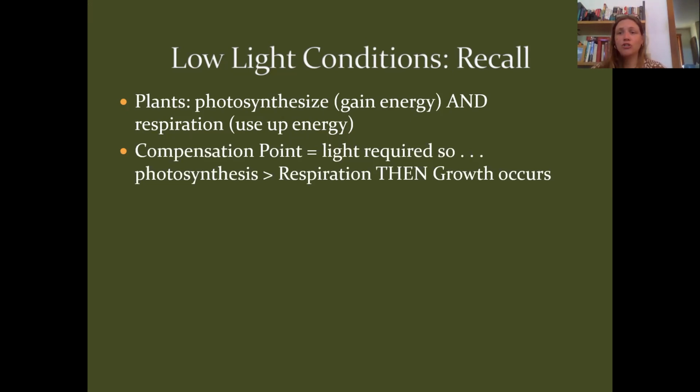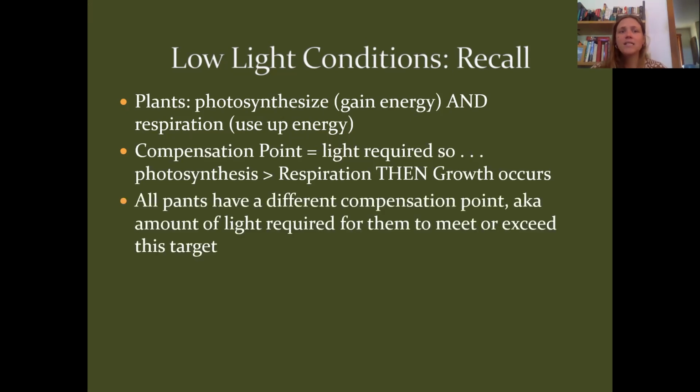Plants are adapted to use different amounts of light to be able to meet their compensation points. So certain plants need a lot of light and certain plants don't need a lot of light. So you can imagine that certain plants are going to be adapted to live in the understory where there's not a lot of light, and certain plants are going to be intolerant. They're going to need a lot of light to meet their compensation point.